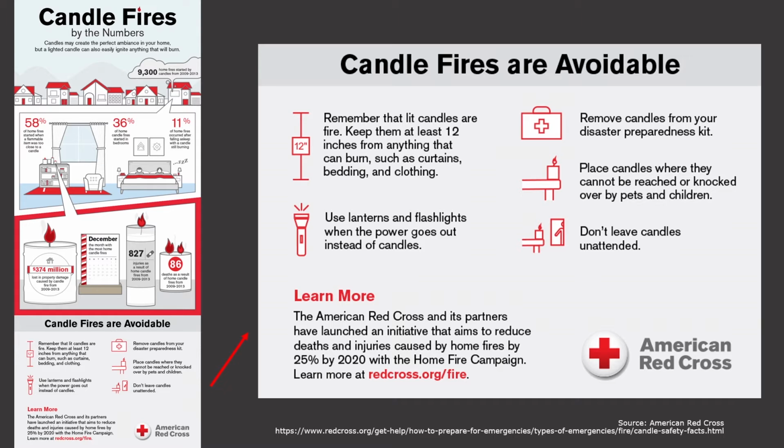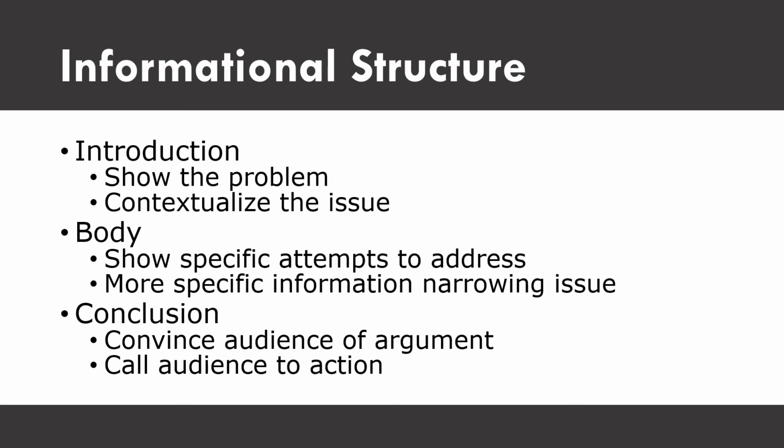So if you had no idea that this was an issue at the outset, this infographic introduces the problem, gives you very specific information about that problem, and then tells you something you can do with it. That informational structure of introducing it, giving in the body some more specific information, and then the conclusion, giving something like a call to action or convincing the audience of an argument, is very, very effective and really showcases your critical thinking about an issue in a unique and interesting way.